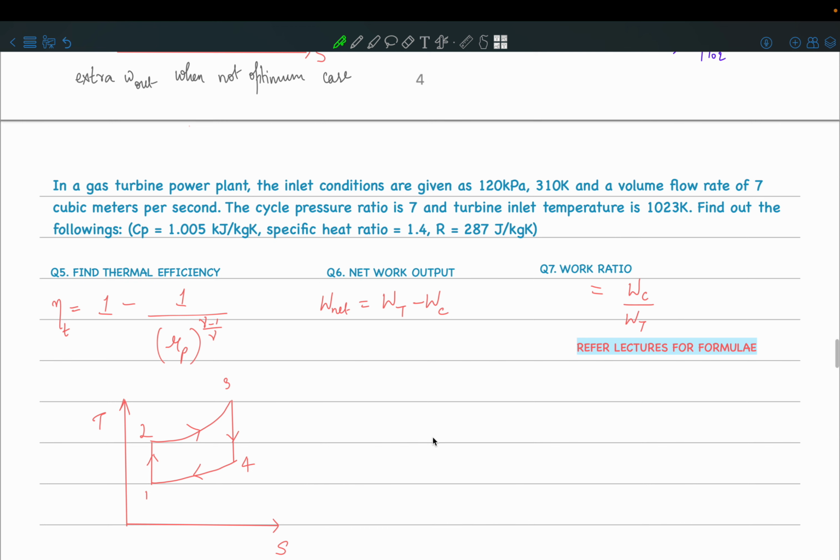In a gas turbine power plant, the inlet conditions are given. So the inlet pressure is given, inlet temperature is given, and also an inlet volume flow rate of 7 meter cube per second is given. And they've given the cycle pressure ratio. So what is cycle pressure ratio here? I have drawn the cycle in the TS diagram. So what is cycle pressure ratio? Is it P2?